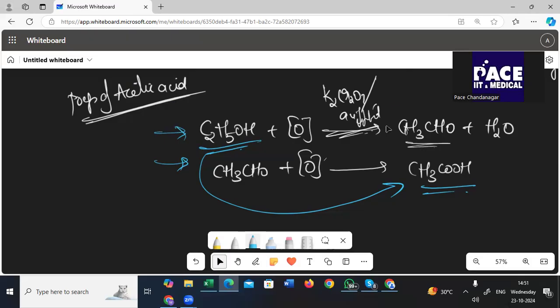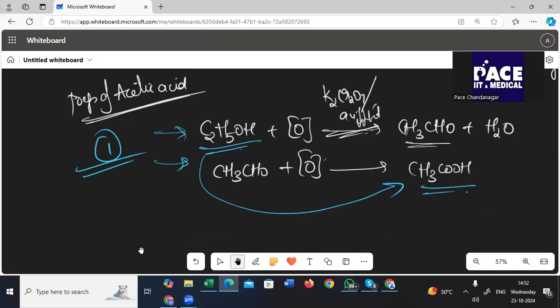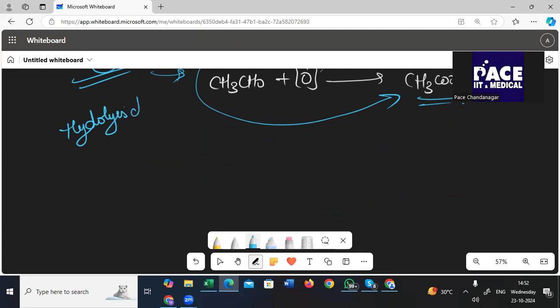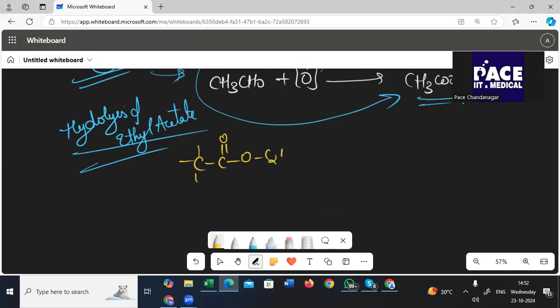Okay, and then the next preparation, this is the first preparation of acetic acid. And go with the next preparation of acetic acid here. Hydrolysis of ethyl acetate. Hydrolysis of ethyl acetate. Ethyl is two carbons, right? So this is CH3C double bond O, OC2H5. This is ethyl acetate, also called an ester.